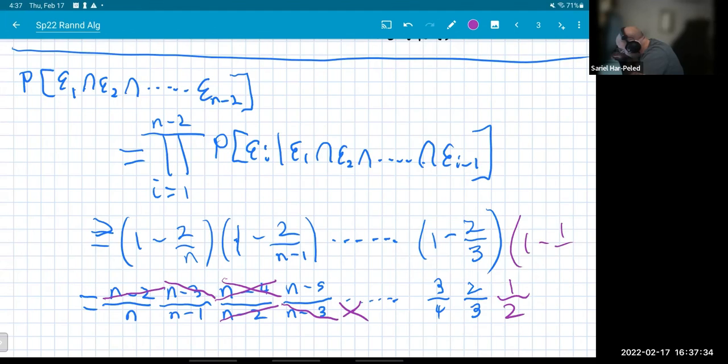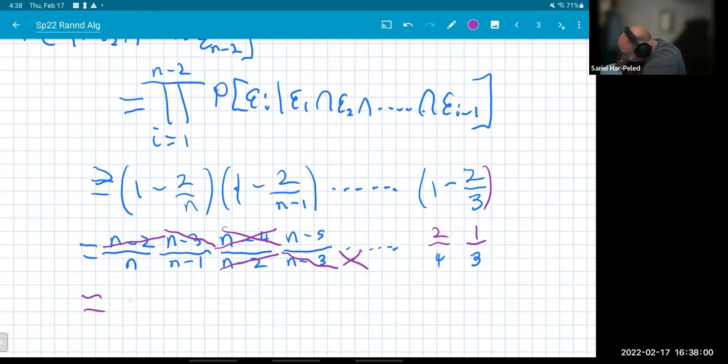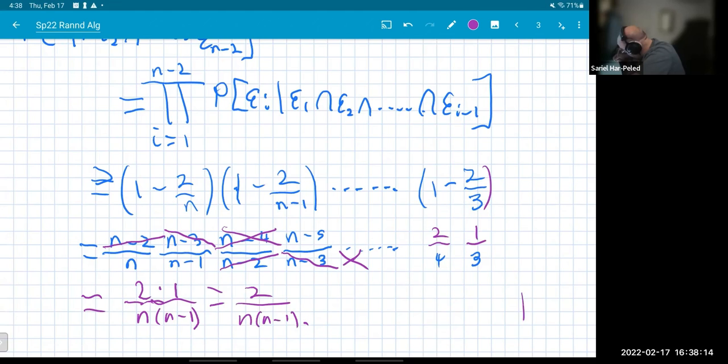Does this make sense? Just a second. Okay. Let me fix this. This is 2 over 4, and this is 1 over 3. Okay, my bad. In the end of this cancel culture, what remains is n minus 1 and 2 times 1, which is 2 over n times n minus 1. And that's the end of the proof.